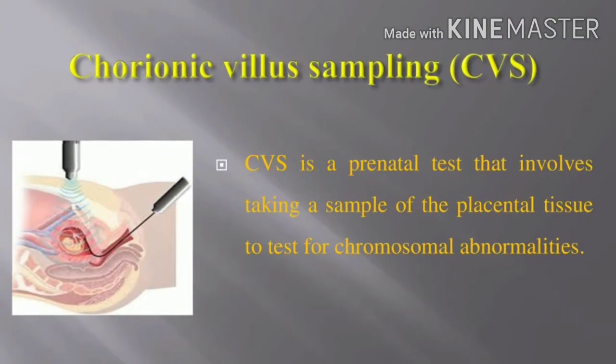The next detection method is chorionic villus sampling. This is a prenatal test that involves taking a sample of placental tissue. In chorionic villus sampling, what is the sample? That is placental tissue. In amniocentesis, the sample is amniotic fluid, but in chorionic villus sampling, the sample is placental tissue to test for chromosomal abnormalities. Both amniocentesis and chorionic villus sampling test for chromosomal abnormalities.